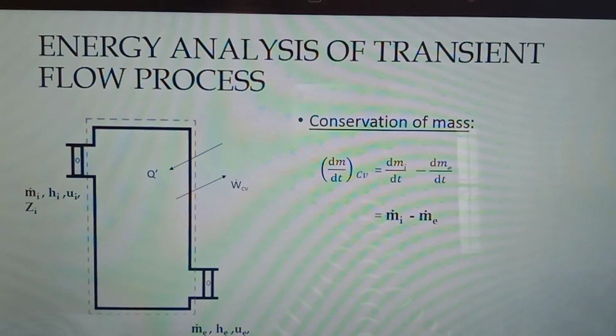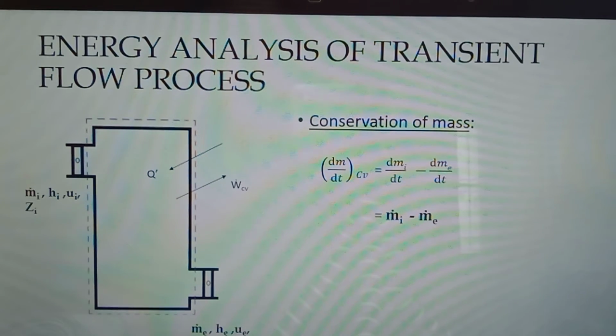Here the inlet side parameters are mi dot, hi, ui and zi. Here mi dot represents the mass flow rate at the inlet region, and hi represents the specific enthalpy at the inlet region, ui represents the specific internal energy at the inlet region, and zi represents the datum at the inlet side. The same applies to the exit region with the subscript e: me dot, he, ue and ze.